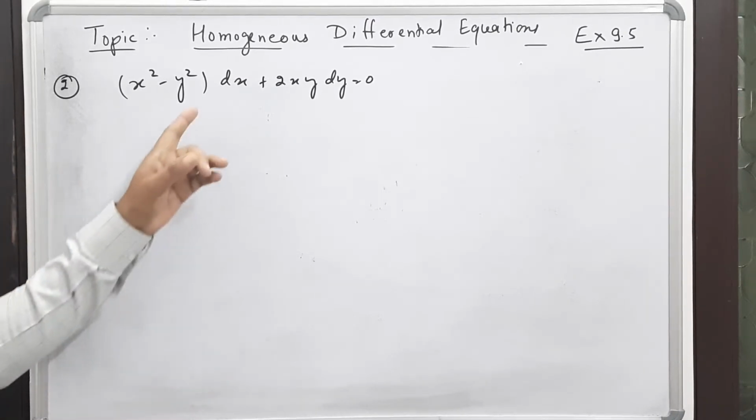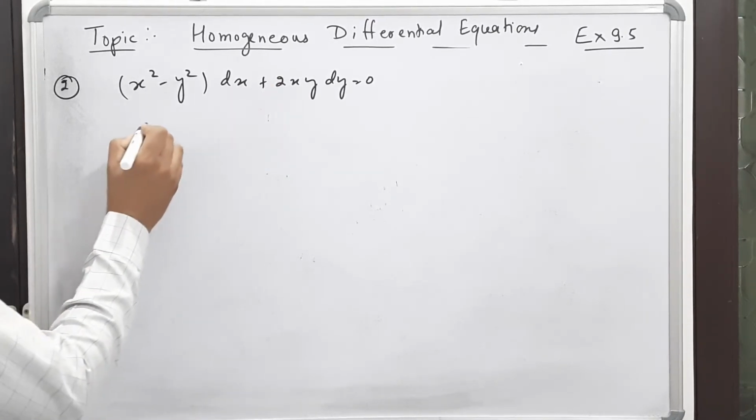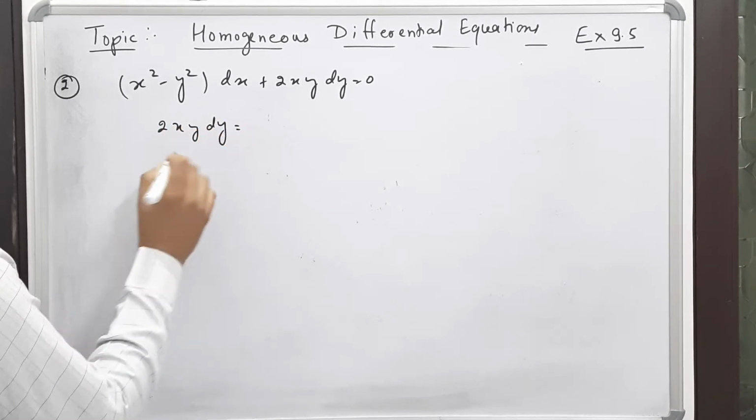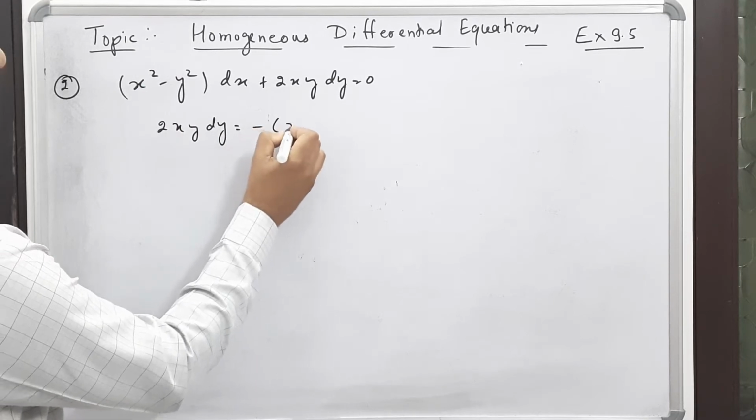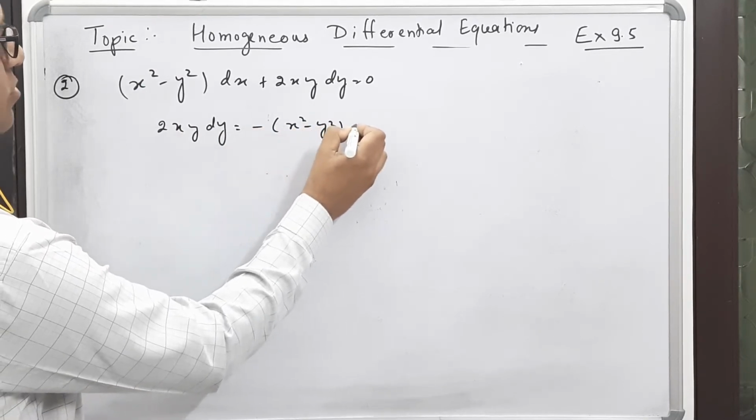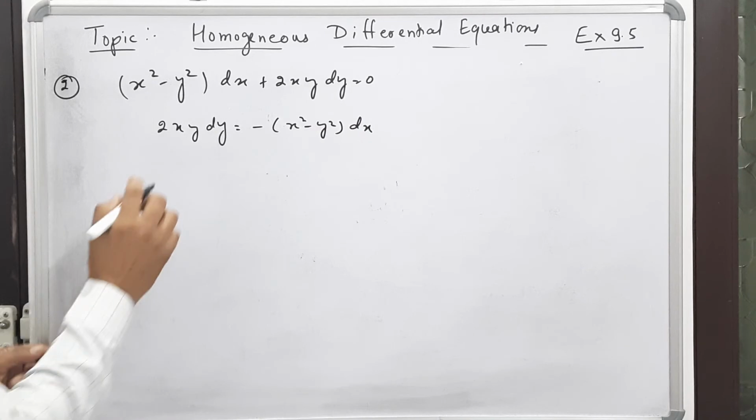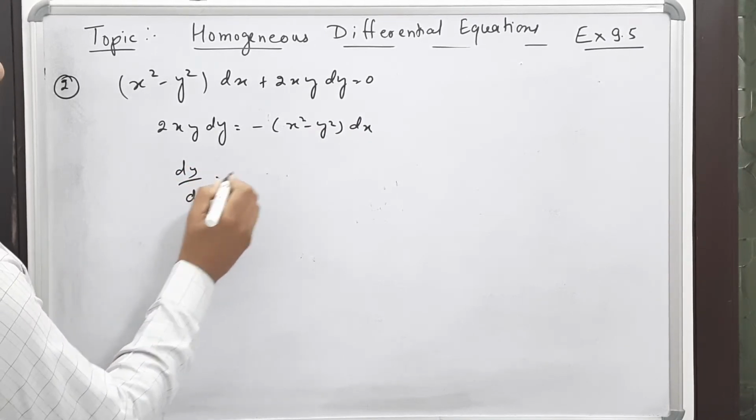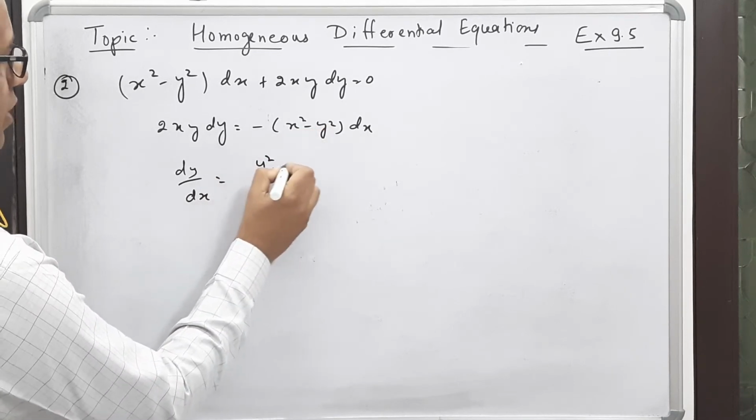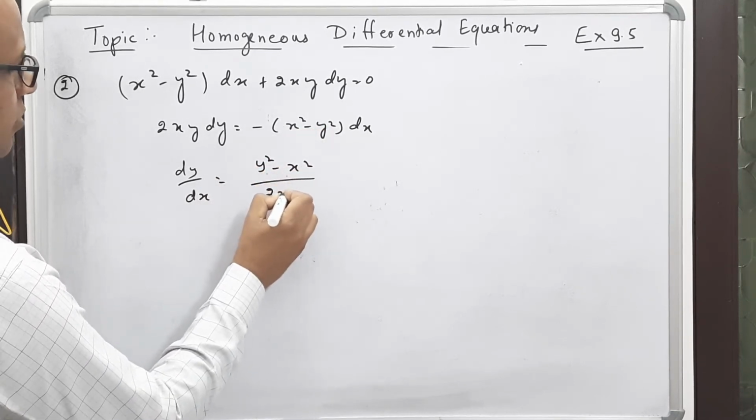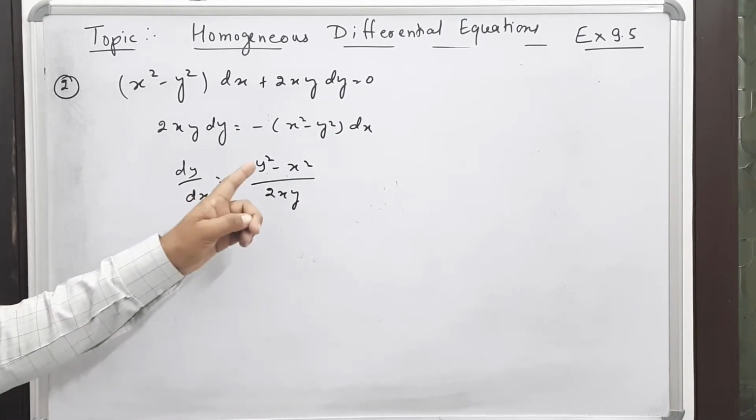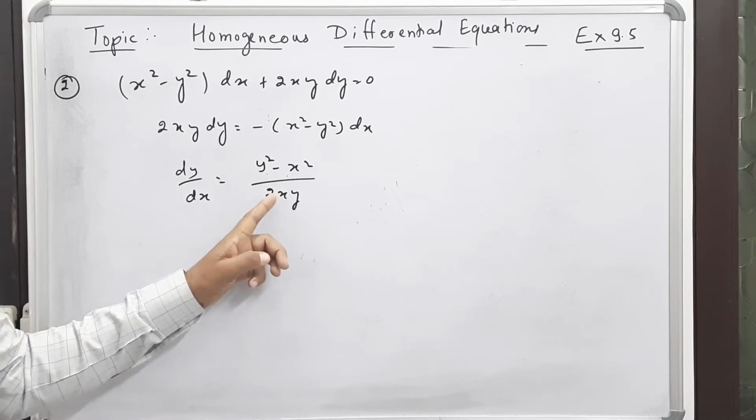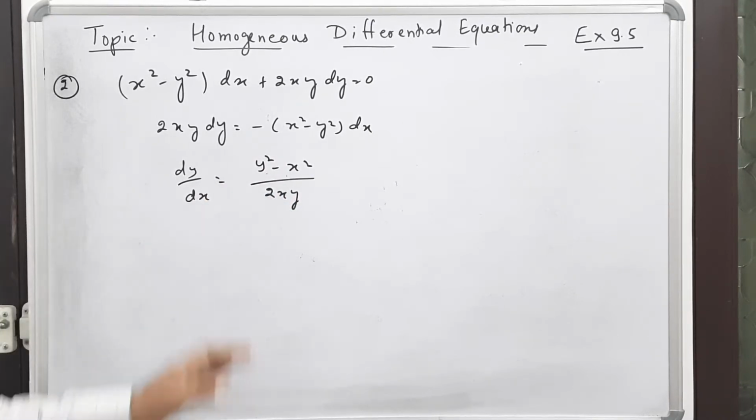See, in this sum, it is dx and dy. So the first part is 2xy dy equals, if you transfer it to that side, minus (x square minus y square) dx. The next part is dy by dx equals, if you take it inside, (y square minus x square) upon 2xy. Now you see, the degree of this term is 2, the degree of this term is 2, and here also 1 and 1 it is 2. So we can say that it is homogeneous.